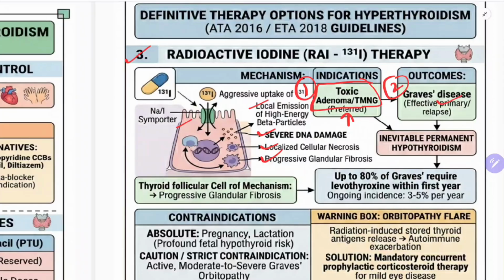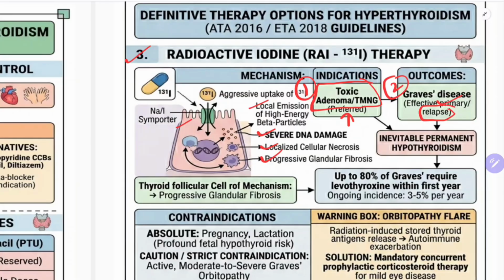it as primary therapy, meaning without giving thionamides, you directly give radioactive iodine, or after controlling the disease with thionamides, after 1 to 2 months, when the thyroid hormones come to normal, you will give radioactive therapy. That is primary. Relapse is when you stop the drugs after 1 year and 50% of the patients relapse, then in that case you will give radioactive therapy.